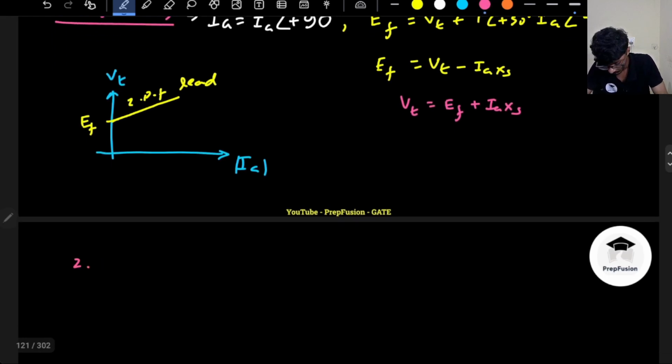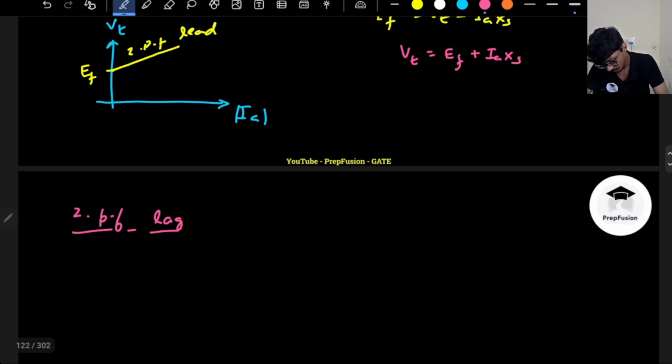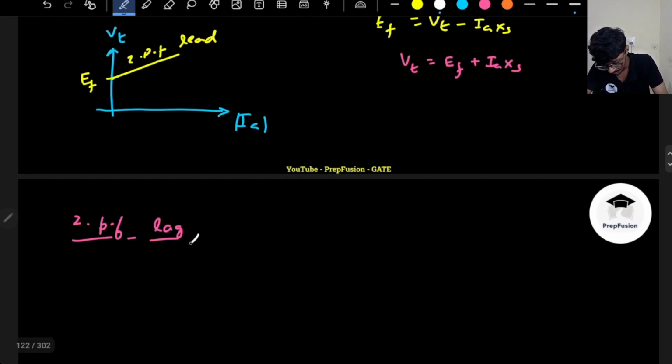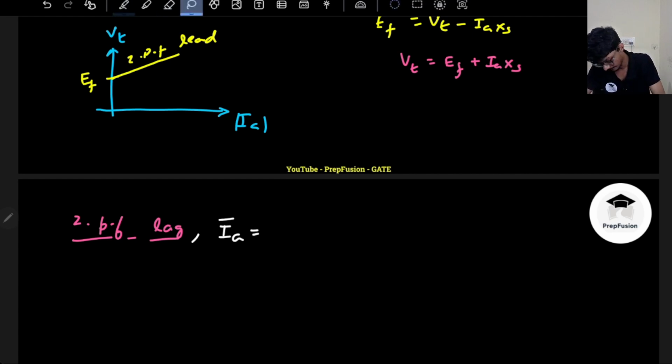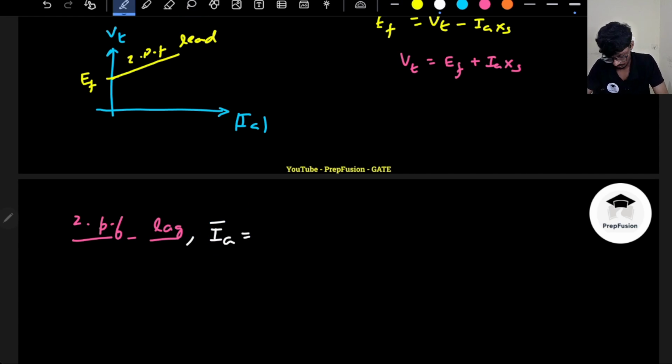What about 0 power factor lagging? If I see this equation, for 0 power factor lagging, what will be the current? Ia equals Ia angle minus 90, right?